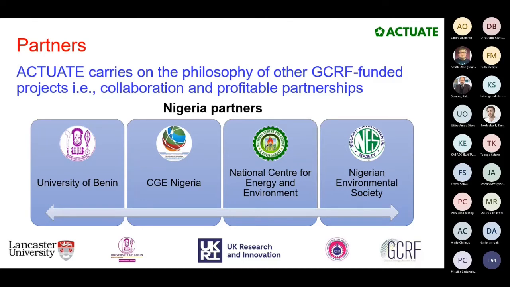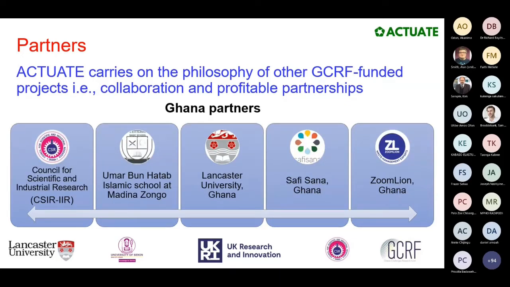So in line with that, we have a number of partners here in Nigeria and also in Ghana. Of course, here in Nigeria, we have the University of Benin, CG in Nigeria, the National Center for Energy and Environment, and the Nigerian Environmental Society. While in Ghana, we have CSIR, the Umar bin Khattab Islamic School, like Richard has already mentioned, LU Ghana, Sapisana, and Zoomlion. These are waste management companies in Ghana. So these are all partners that have been working together to deliver on this project.